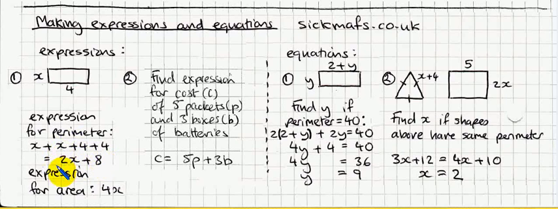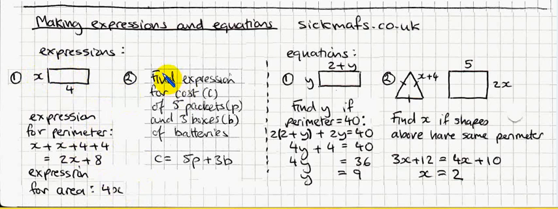So the expression for the perimeter is 2x plus 8, and the expression for the area is, when you work out the area of a rectangle, height times base, which is x times 4, or 4 times x, whichever way you like it. So the expression for the area is 4 times x, 4x. So that's the expression for this thing done, both the perimeter and the area.